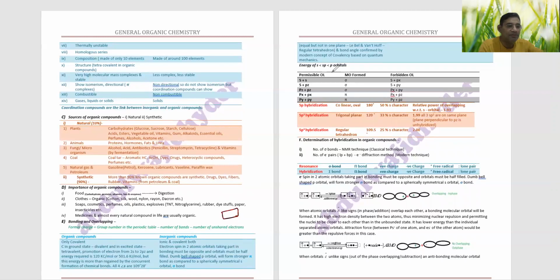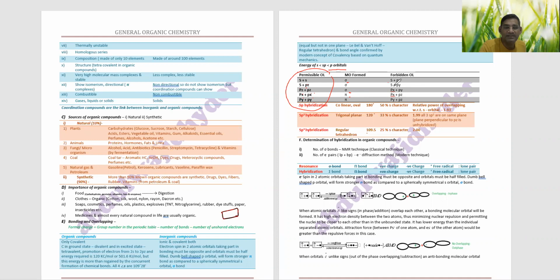Energy of the s orbital will be least, and more than that, sp will have more energy, and p orbitals will have the highest energy. So this will be the order of the energy level of orbitals. Now see, s plus s overlapping is permissible and the bond formed will be sigma. S plus pz will also be permissible and the bond formed will be sigma. Pz plus pz, the bond formed will be sigma, that is also permissible. Px plus px will form a pi bond, and py plus py after overlapping will also make a pi bond. So these were permissible overlappings, and now here is forbidden overlapping.